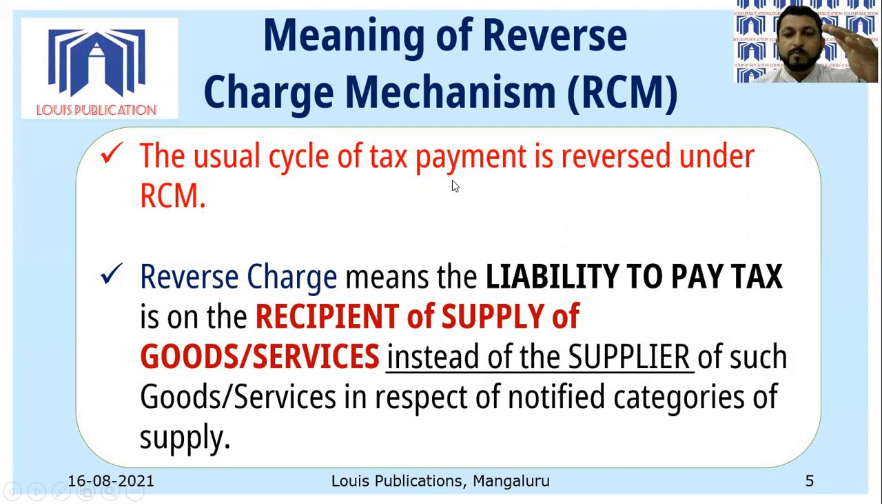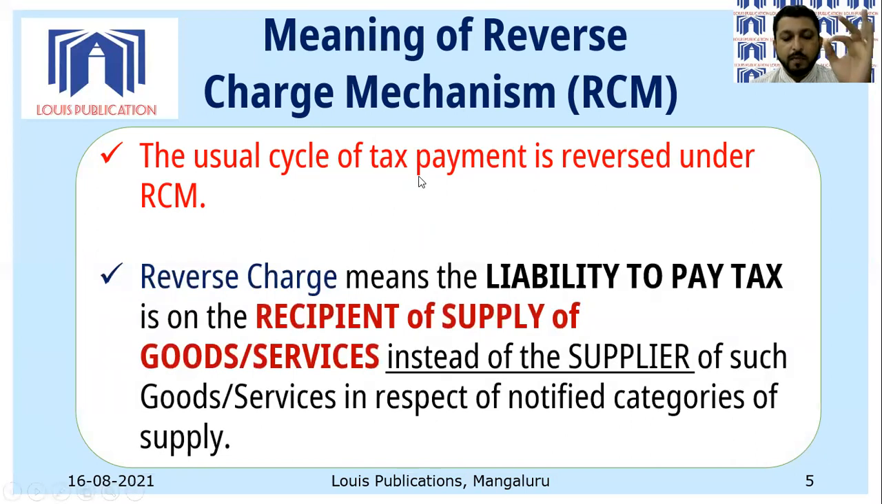So that's why we say the usual cycle of tax payment is reversed. The normal circumstance is the supplier paying GST to the government. But under reverse charge mechanism, since the supplier is not registered, or if the supplier is registered under the composition scheme where he cannot collect GST, if the recipient is registered, the recipient is supposed to deposit the GST amount with the government. That's why it is called reverse charge mechanism.